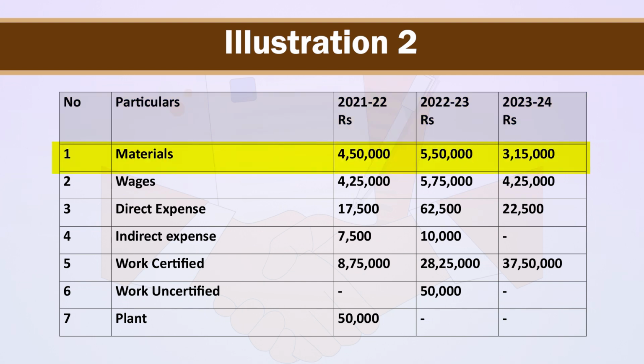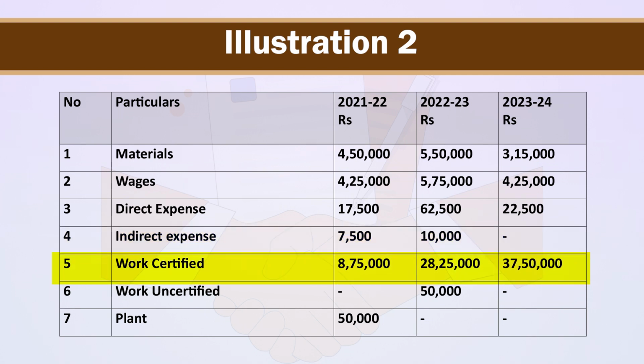First amount given is of material for first year is 4,50,000, second year is 5,50,000 and for third year it is rupees 3,15,000. Second amount given is for wages for first year 4,25,000, second year 5,75,000 and third year 4,25,000. Third, direct expenses given for first year is 17,500, for second year 62,500 and third year 22,500. Fourth, indirect expenses given for first year 7,500, second year 10,000 and for third year dash.